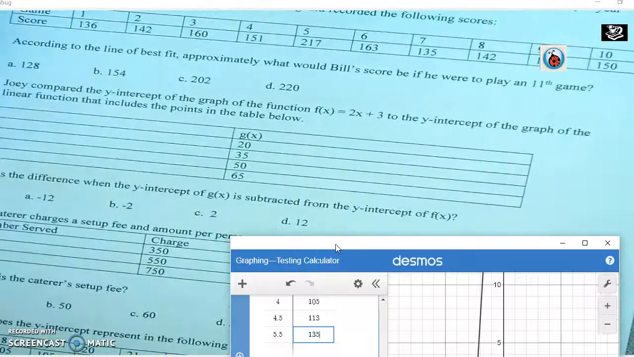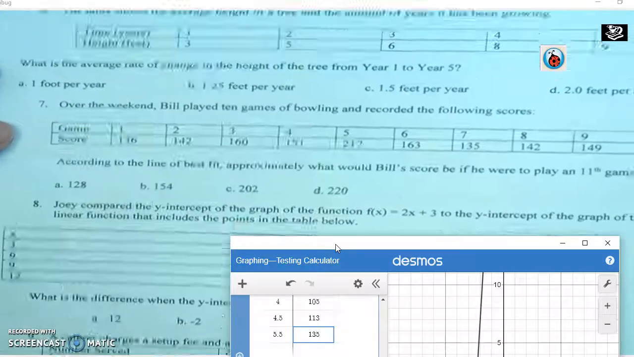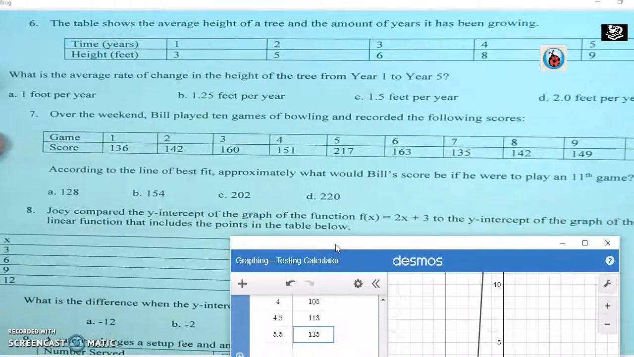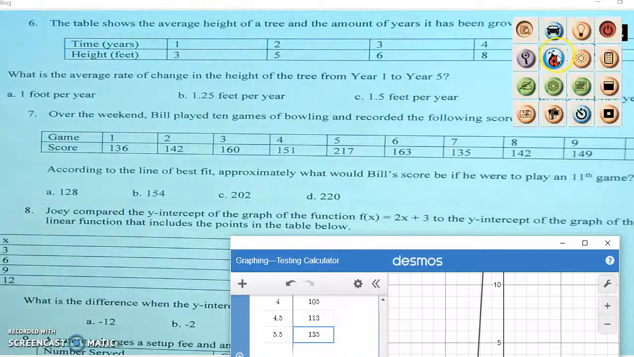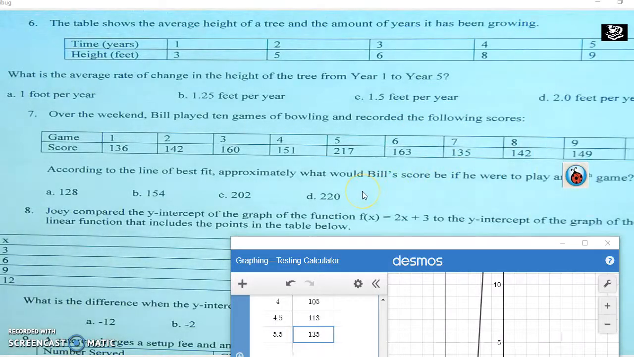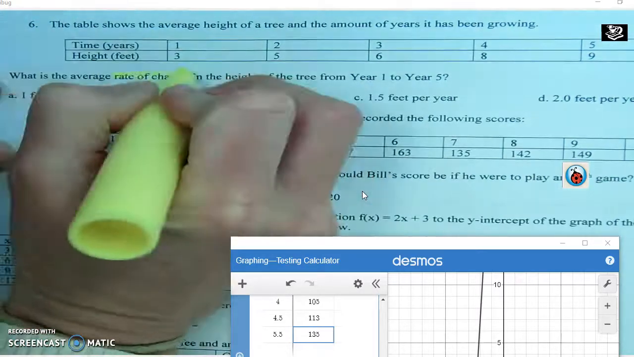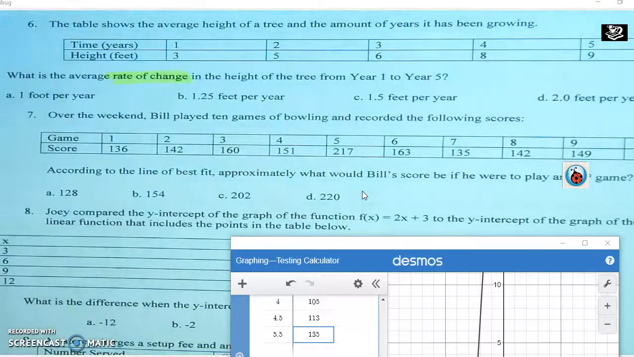Number 6, the table shows the average height of a tree and the amount of years it has been growing. What is the average rate of change in the height of a tree from year 1 to year 5? So keyword, rate of change. We've done this problem several times.